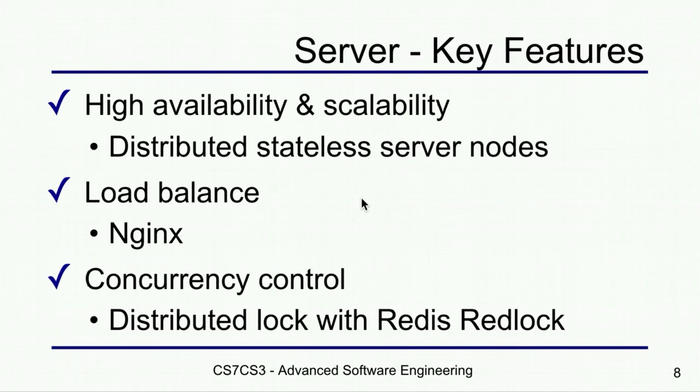There are three key features with our server cluster. The first one is high availability and scalability, which is implemented with distributed stateless server nodes. The second one is automatic load balancing, which is implemented with the Nginx load balancer. The third one is concurrency control, which is implemented with a distributed lock with Redis Redlock.